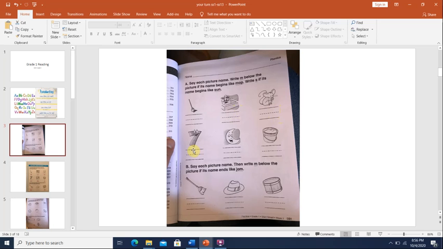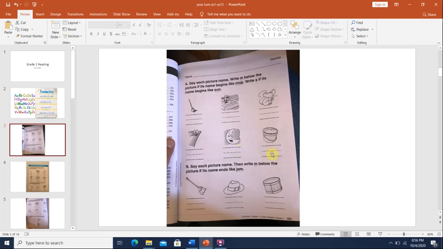Here we have number 7. What sound do you hear in 7? S. So that is letter S. Here we have moon, the moon that comes out at night. You hear the M sound. So a moon begins with M. Here we have sand.